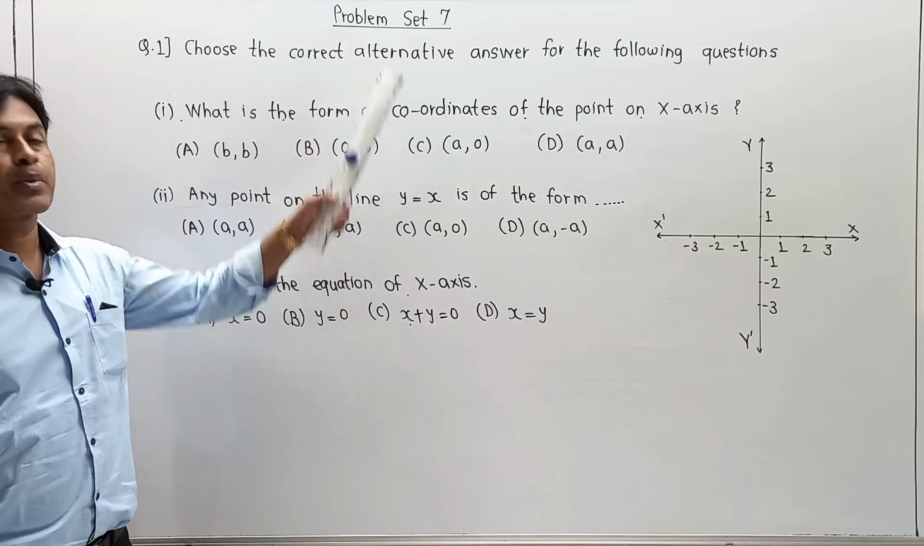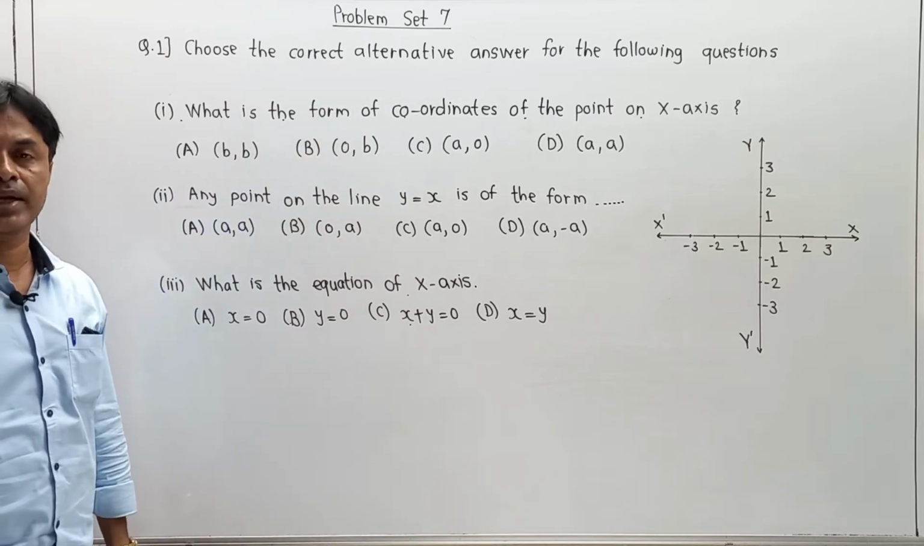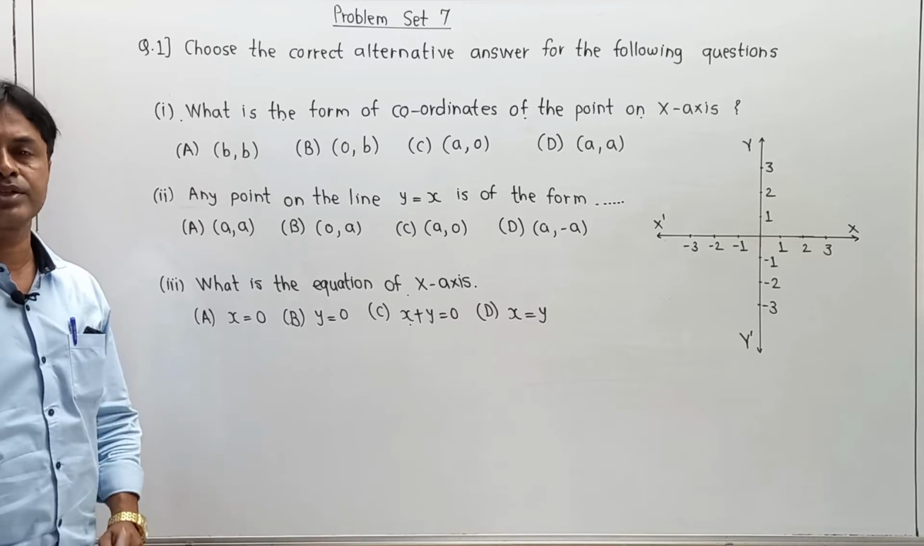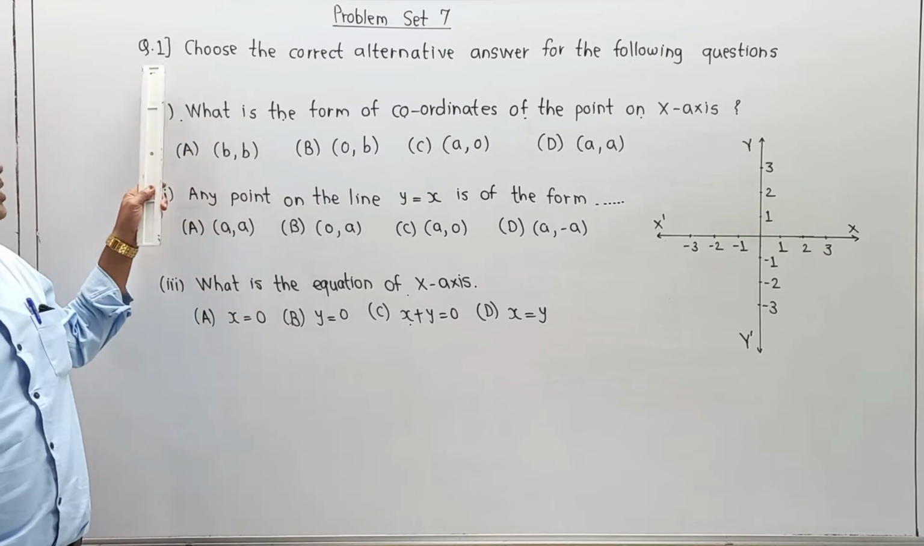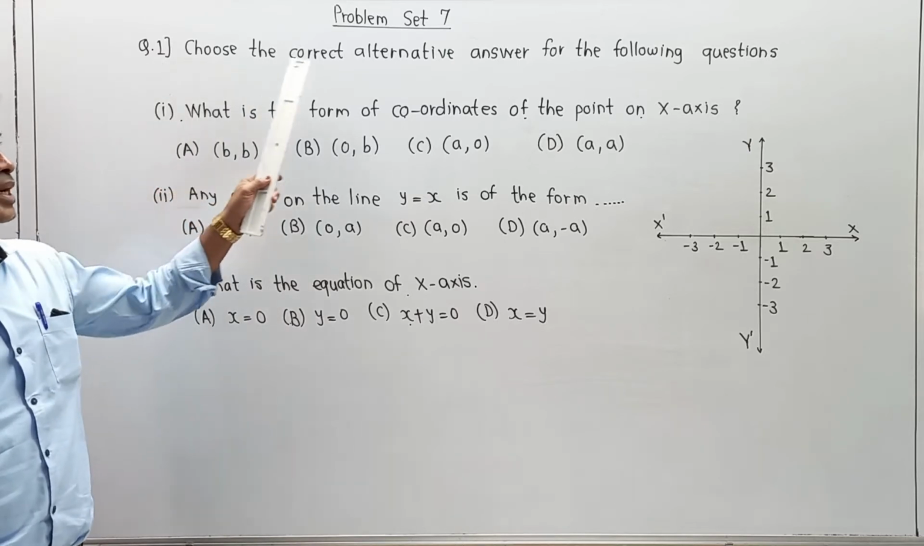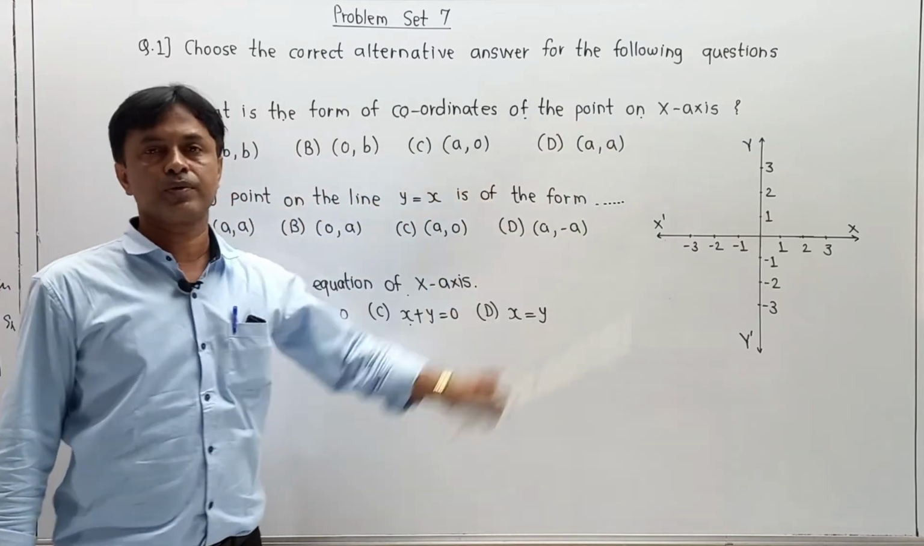Now moving to problem set 7. In this case, first of all we have to understand a numerical based on 1 mark and then continue step by step for 2 marks, 3 marks and onward. Now here the first question is question number 1. Choose the correct alternative answer for the following question.